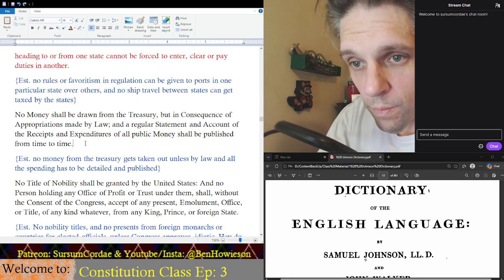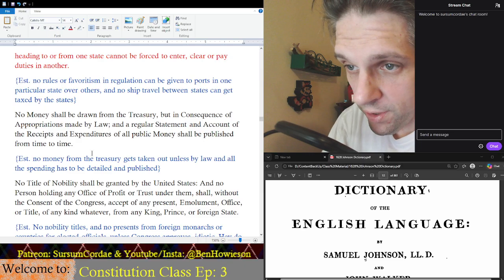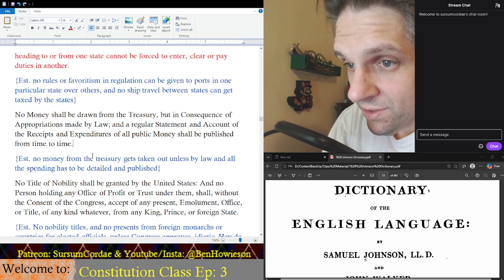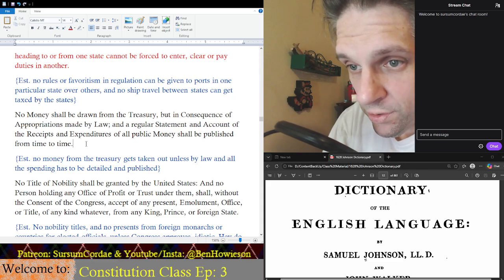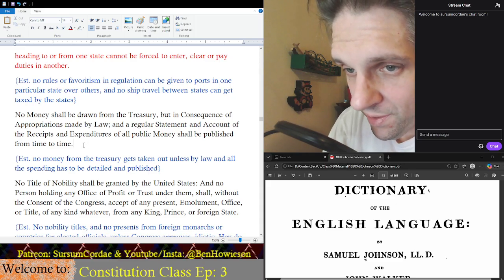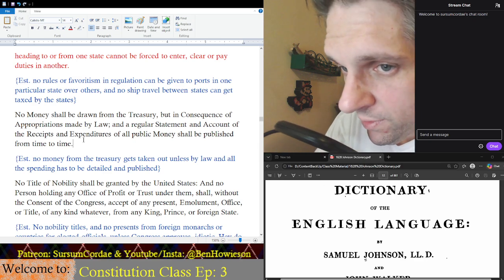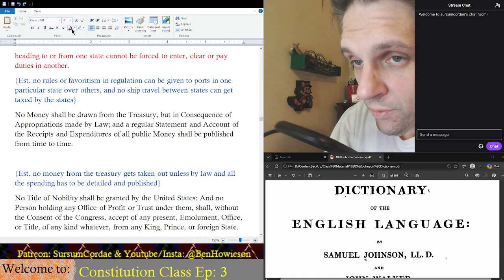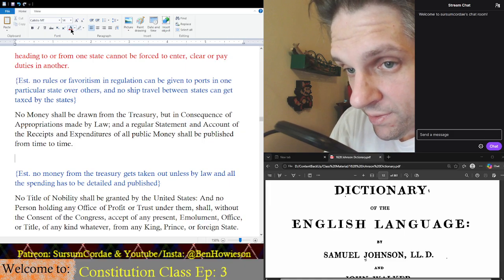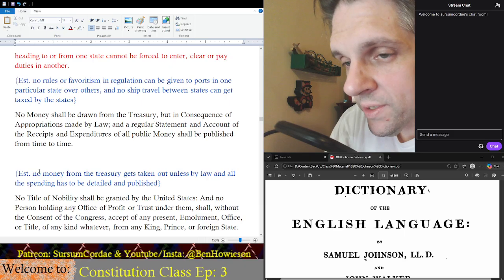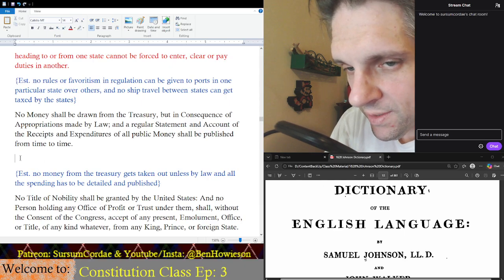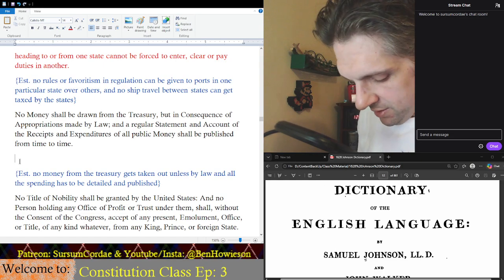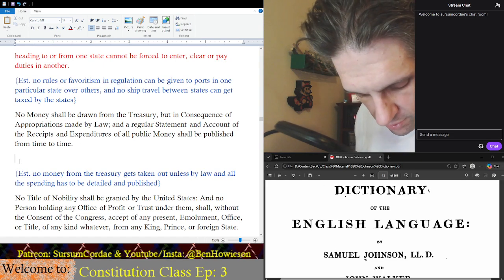Let's see. No money shall be drawn from the treasury, but in consequence of appropriations made by law, and a regular statement and account of the receipts and expenditures of all public money shall be published from time to time. It's the kind of thing that the government is probably technically doing. I haven't always double checked them, but that's exactly what they're counting on, is that some people aren't always double checking them. When's the last time they did all that? It's probably somebody's job. It's some intern's job. None of them are actually doing it. Some intern's job to publish all the expenditures.